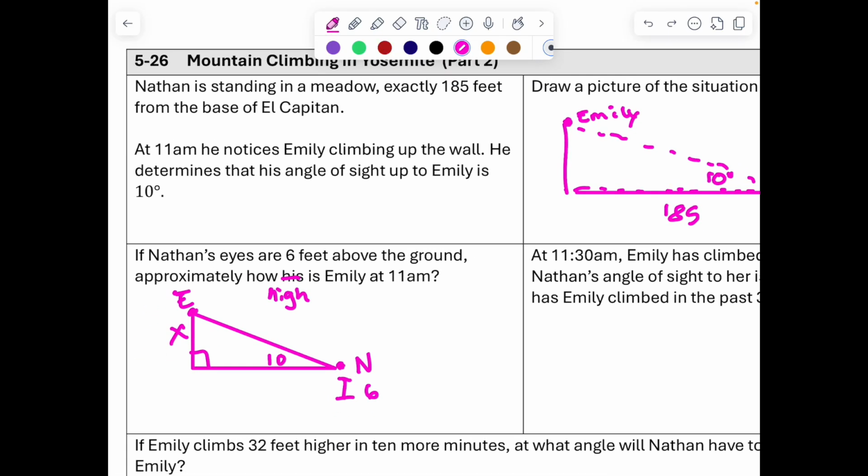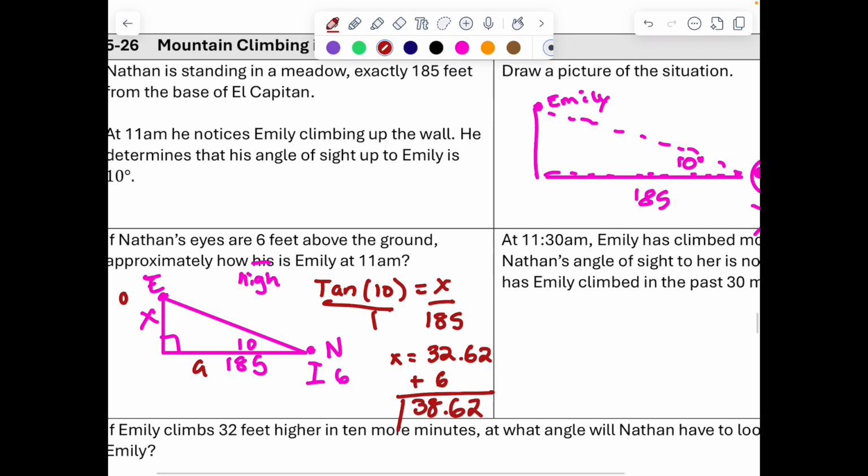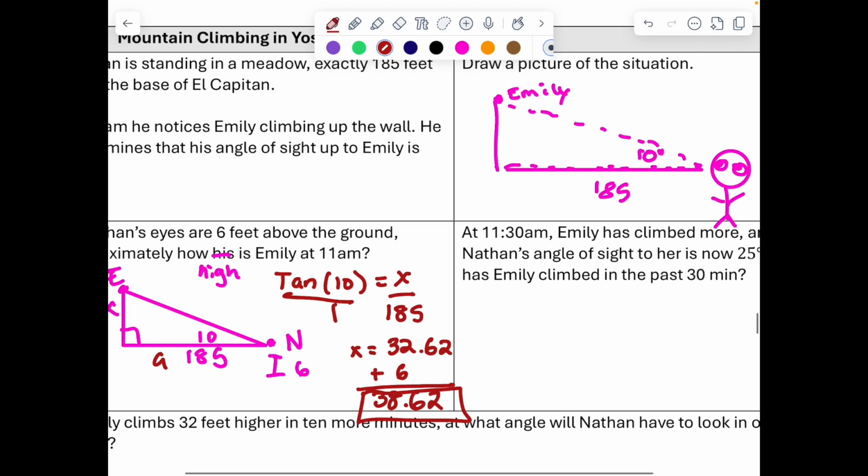And then we know this is 185. So we've got opposite side, adjacent side, so this is going to be a tangent problem. Tangent of 10 is going to be opposite over adjacent, so x over 185. And when we cross multiply, that's going to be 32.62. But then remember, Nathan's eyes are 6 feet above the ground, which means we have to add 6 to that. So that's going to be 38.62. She is 38.62 feet above the ground at 11 a.m.